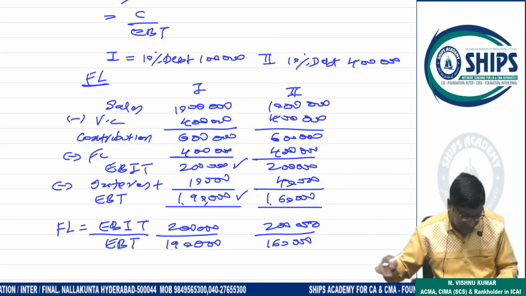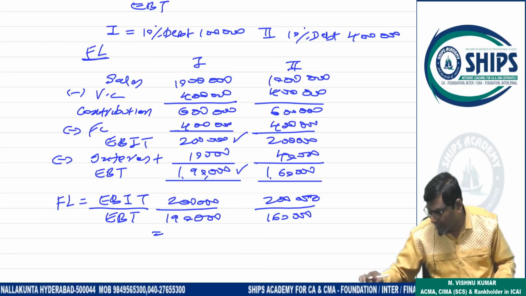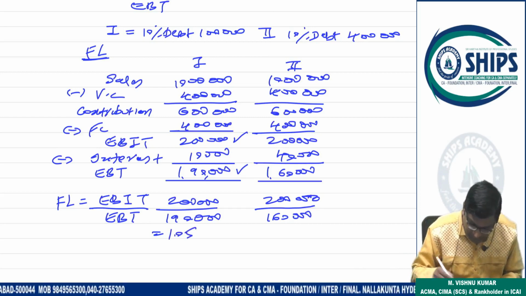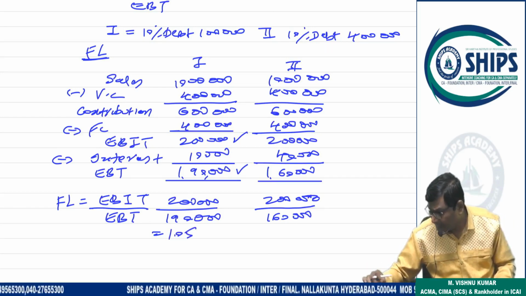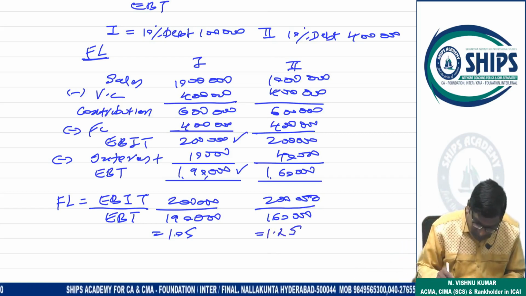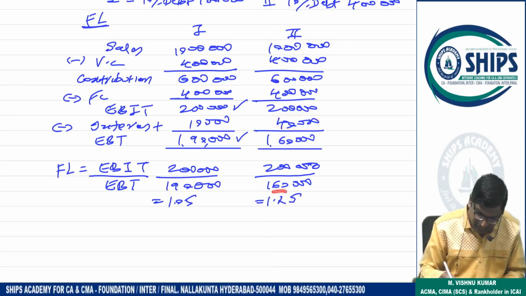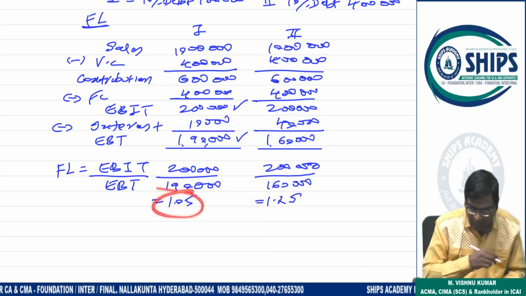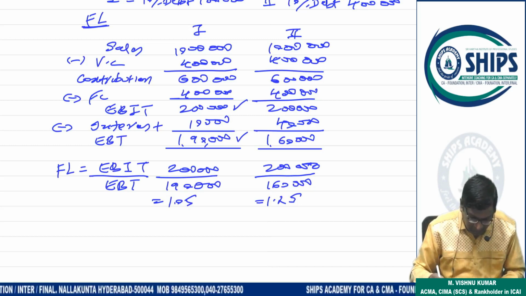So how much is it? First answer is how much? 2 lakhs divided by 190, 1.05. Yeah? Next is 2 lakhs by 160, 1.25. So here your interest amount is high, so financial leverage is also high. Here interest amount is less, financial leverage is also less. Clear? Understand?